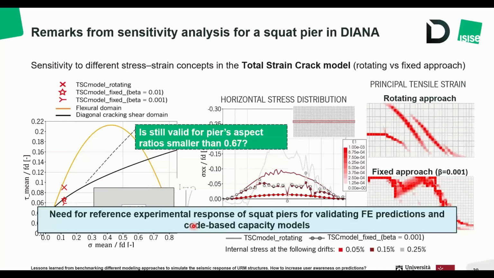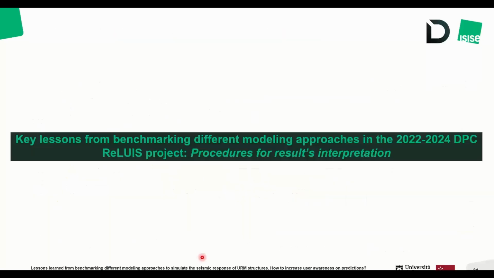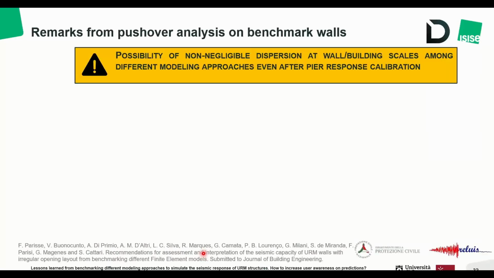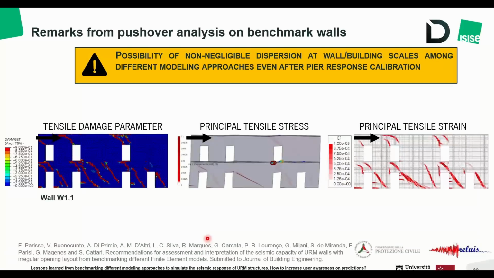So we need some reference experimental response for squat piers for validating the finite element prediction and also the code-based capacity models. Moving to the procedures for results interpretation, from the pushover analysis on the benchmark walls, we have to say that even with the pier response calibration, we can have non-negligible dispersion at the wall scale among different modeling, despite the fact that the damage patterns are quite consistent between all the three finite element models.